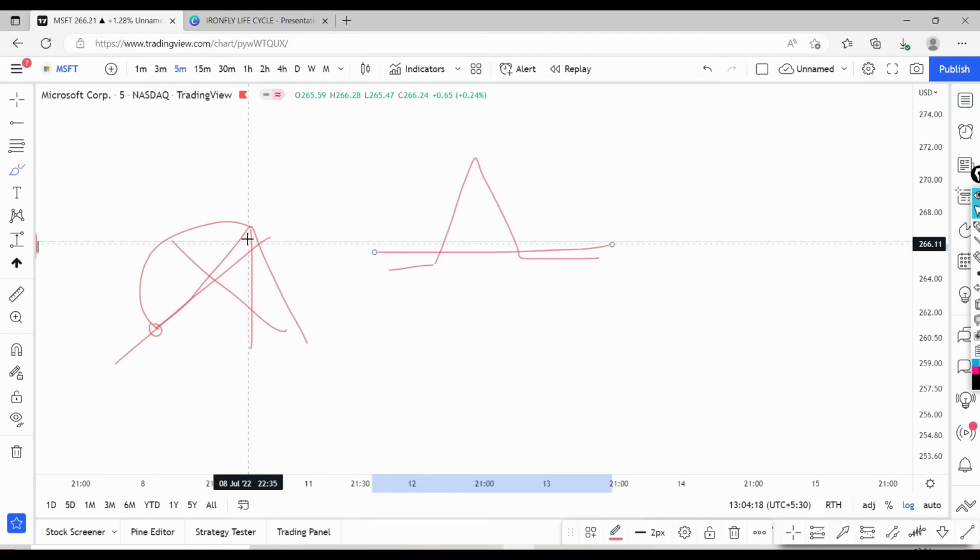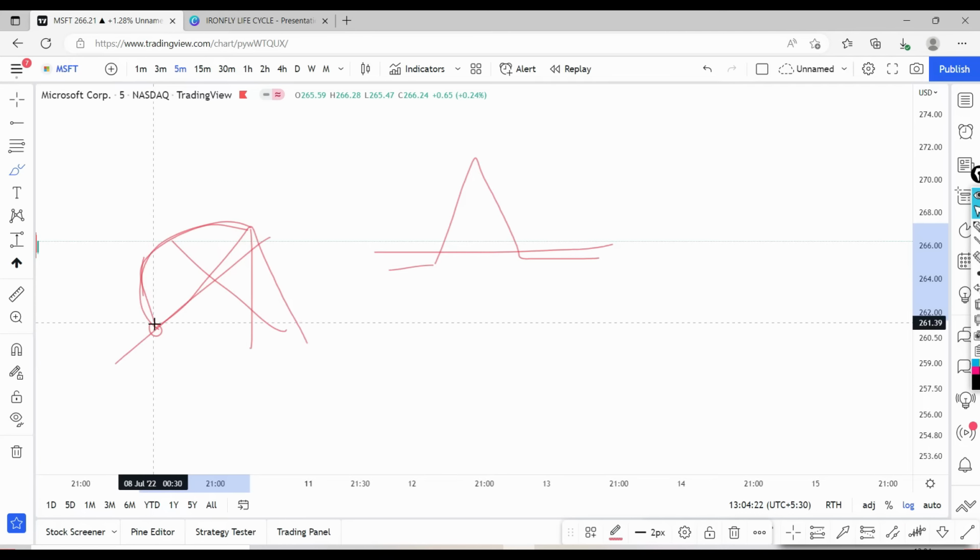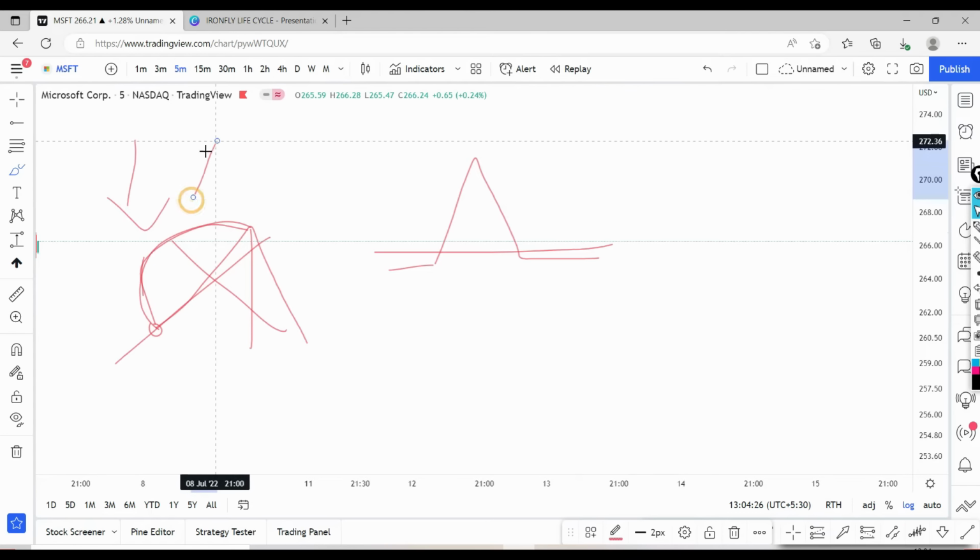When the market, what did I say? When the market comes down, when the market falls, what will happen? Falling market will increase the wicks. All right, falling market will increase the wicks. Though you will get a loss, accept the loss and deploy an Ironfly.